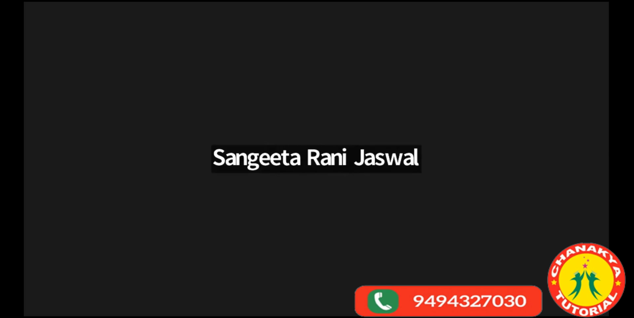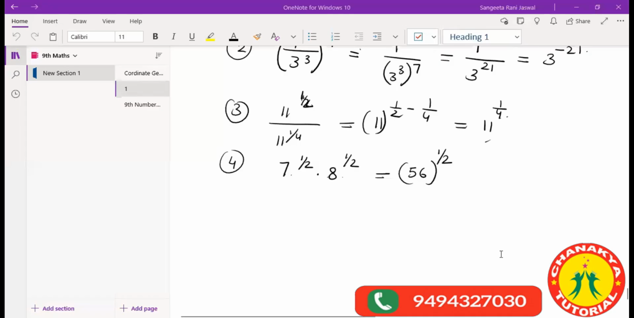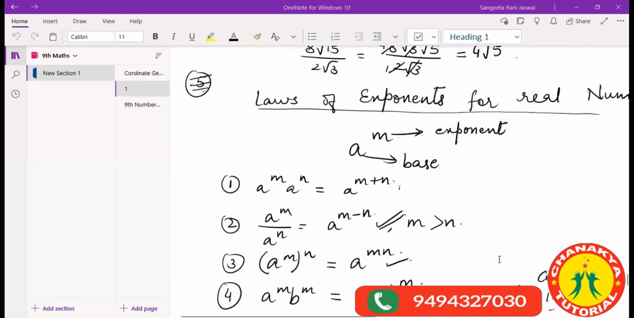Let's start. I'm sharing the screen. First, we will discuss what are polynomials. Okay, क्या होता है polynomials? This was your page. This is what we discussed yesterday.